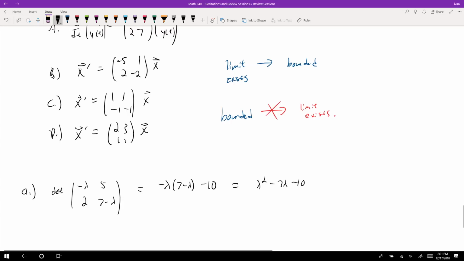2 and 5. All right, so I always send a long email to my students after the exam. And last semester, when I sent this email, I said that when you factor lambda squared minus 7 lambda minus 10, you don't get 2 and 5 as your roots, okay? Everyone just looks at this and thinks 2 and 5 have to be there. Well, if you do 7 plus or minus the square root of 49 plus 40, over 2, it's kind of obvious that you don't have 5 and 2.